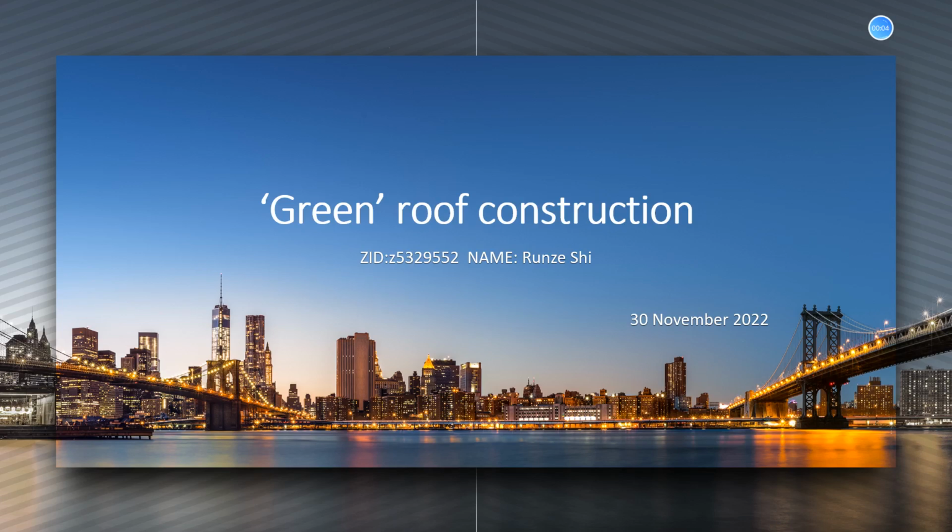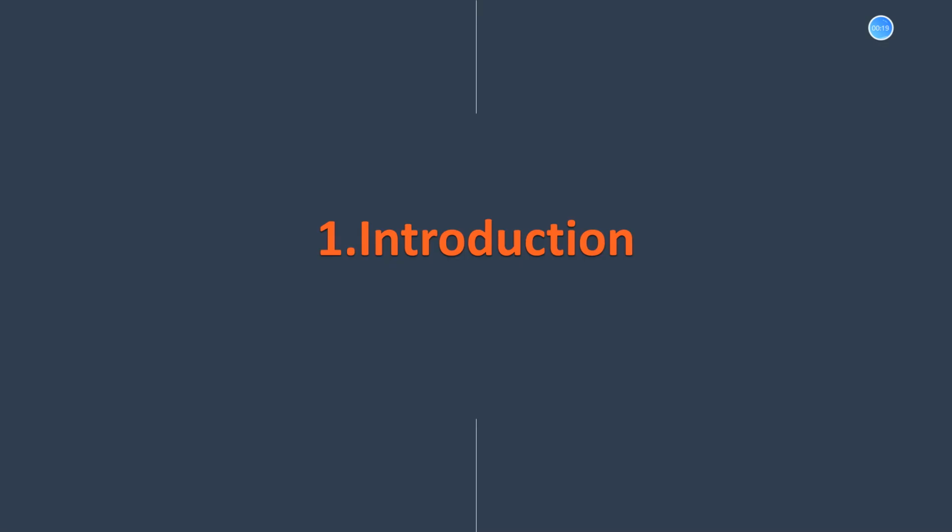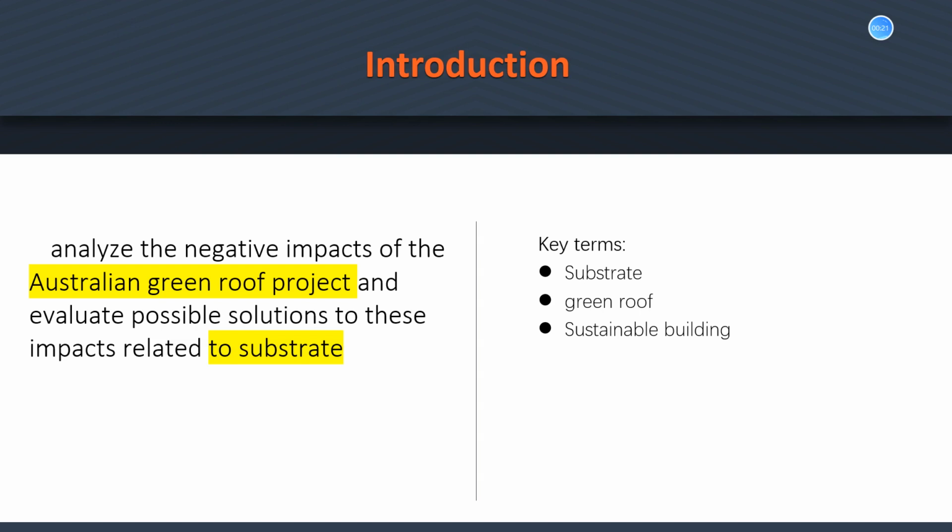If someone told you that there is a once and for all environmental protection method in this world, would you believe it? I will believe it, and that is what we do. The topic of our research is about green roof. This presentation will analyze the negative impacts of the Australian green roof construction and evaluate possible solutions to this impact related to substrate. There are a few key issues like substrate, green roof, and sustainable building.